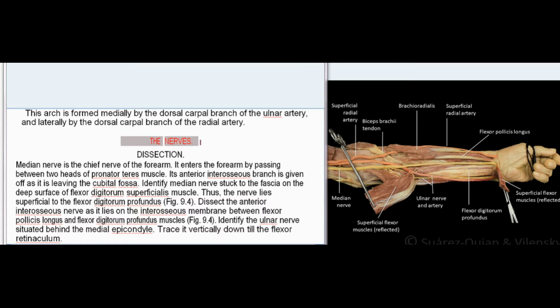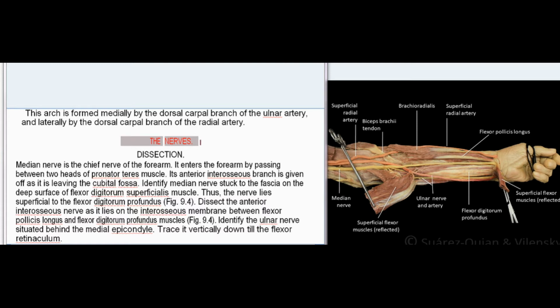The nerves. Dissection. The median nerve is the chief nerve of the forearm. It enters the forearm by passing between the two heads of the pronator teres muscle. Its anterior interosseous branch is given off as it is leaving the cubital fossa. Identify the median nerve stuck to the fascia on the deep surface of flexor digitorum superficialis muscle. Thus, the nerve lies superficial to the flexor digitorum profundus, Fig 9.4.